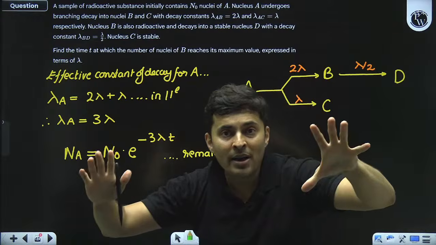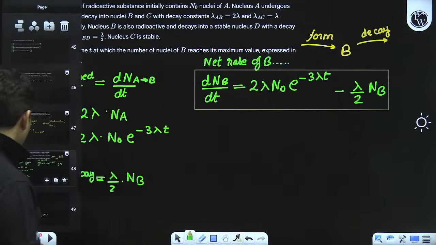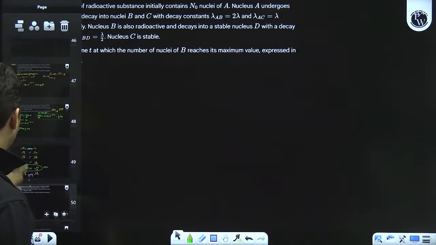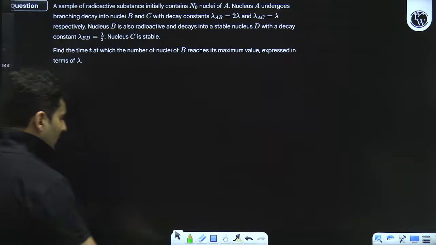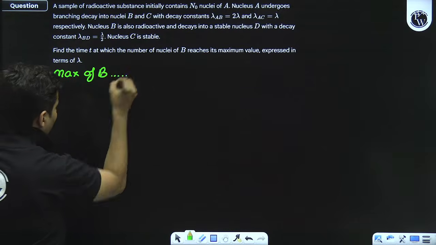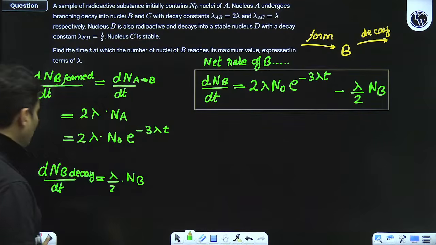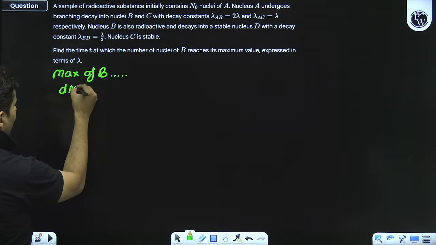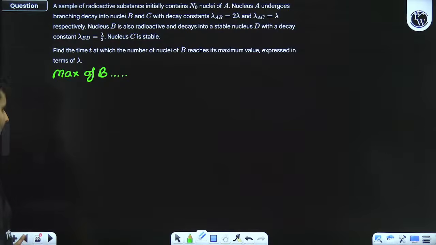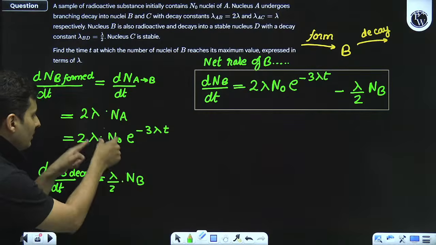That's that moment when B has reached its maximum value. So I can say for sure that when the maximum of B is there, then dNB by dt will be 0, or whatever I am getting is equal to whatever I am giving, so this number will be equal to this.